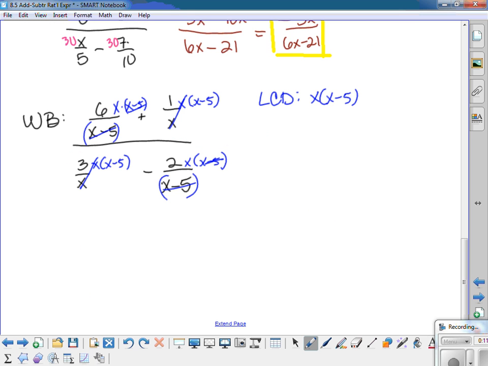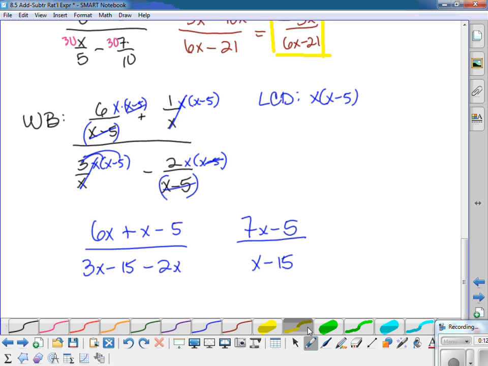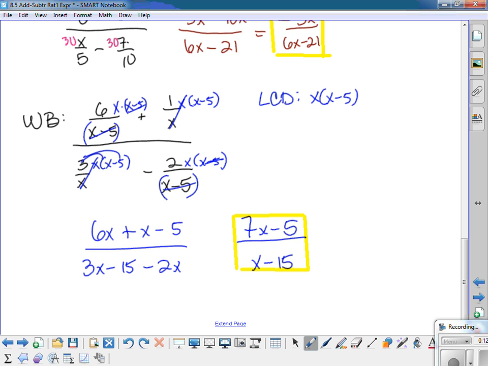And so now I'm just left on top. I've got 6x plus x minus 5. On the bottom, I have 3 times the x minus 5, so 3x minus 15 minus the 2x. And so I combine my like terms. I get 7x minus 5 on top. And on the bottom, I get x minus 15. How many of you guys got that answer? All right, good. All right, any questions? All right, that's it for today.